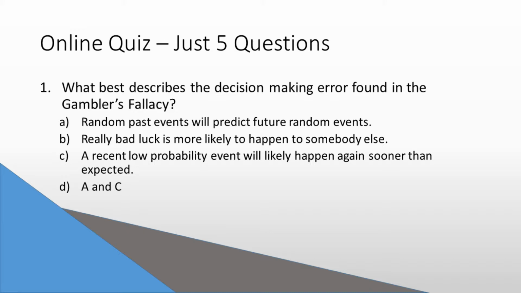Okay, just a couple more seconds. For number 1, the answer is A. Random past events will predict future random events. This is the example we used with flipping the coin.